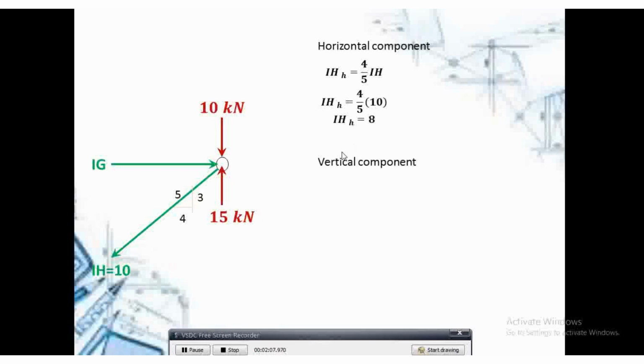For the vertical component, this time, we take the vertical of the slope, that is 3 divided by the hypotenuse, multiplied by IH.